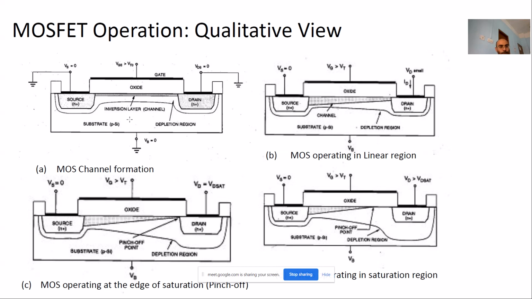But now we will keep the gate voltage above the threshold voltage, and if we change the other voltages, we will keep the source voltage and the body voltage the same, but just change the drain voltage and see the effect, and what happens to the device. In diagram B, what happens here is, just give me a minute.